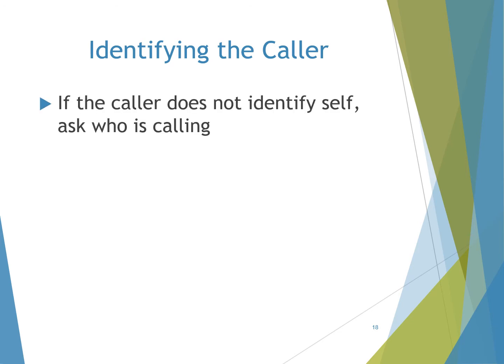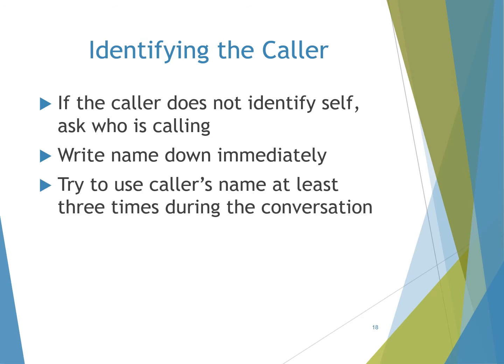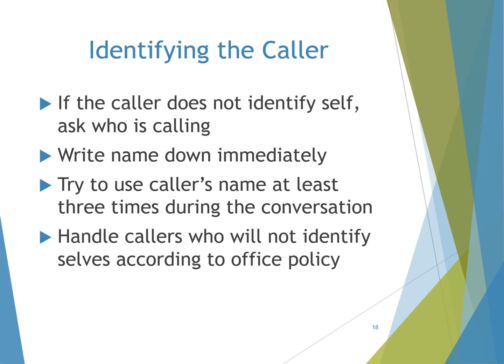So if the caller does not identify self, ask who is calling, write down the name immediately, and try to use the caller's name at least 3 times during the conversation. And then handle callers who will not identify themselves according to office policy.